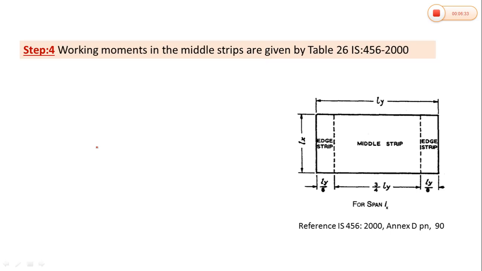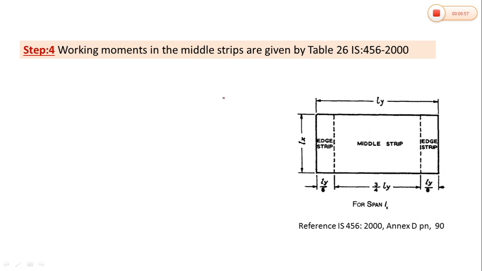Now step 4 is working moments in the middle strip. This is the analysis part. For the analysis of the two-way slab, we are going to find out the working moments by using Table 26 of IS 456 2000.